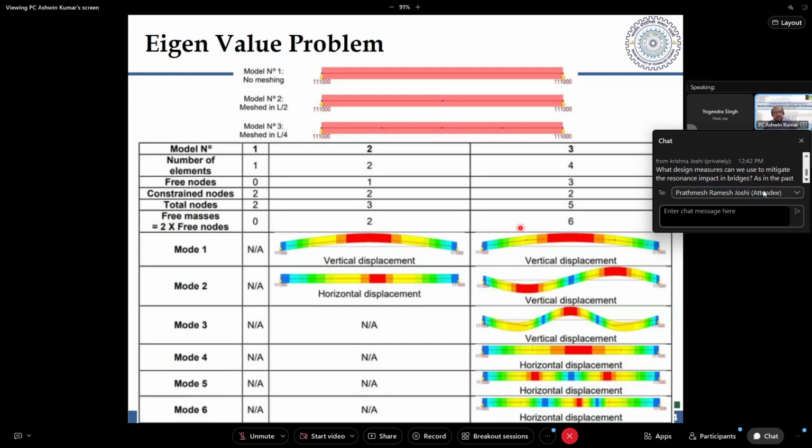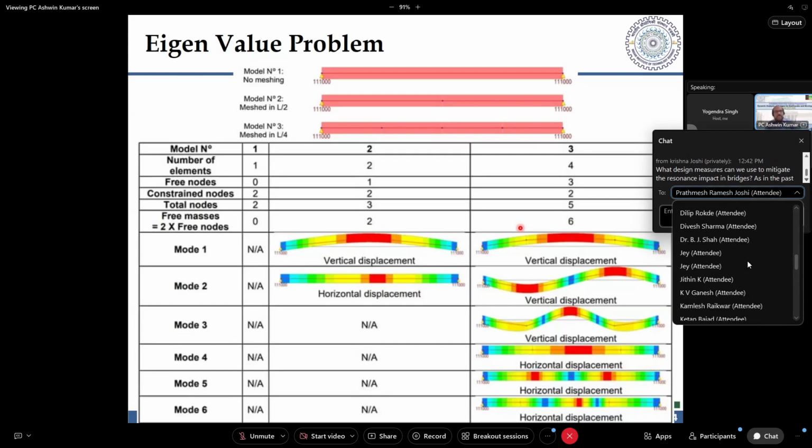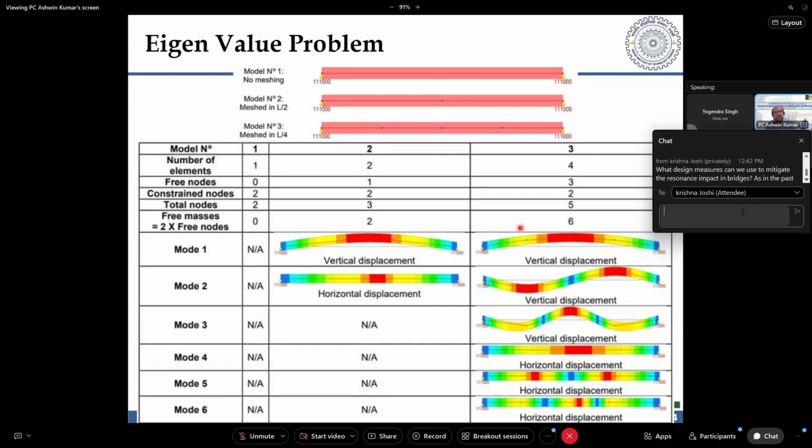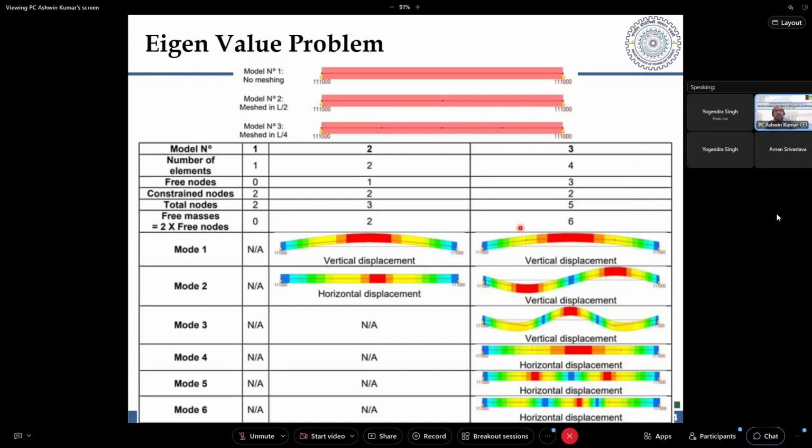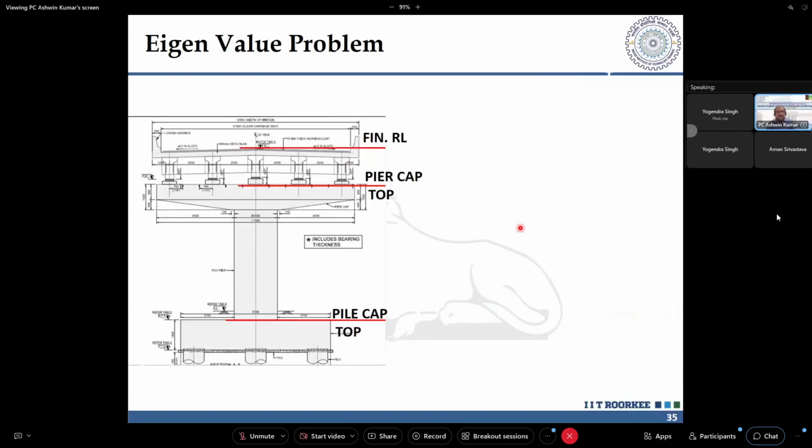So if you choose a very simple model without any nodes, only constraints are given, it is of no use. You can use it for a static analysis. You can find out the reaction in those kinds of pin joints, but you cannot do away with such analysis if you want the dynamic response of the deck system, right? Consider the sentence that I said. If you want to consider the dynamic response of the deck, you need to mesh it properly, you need to discretize it properly, you need to have free nodes where the masses will be lumped, etc.